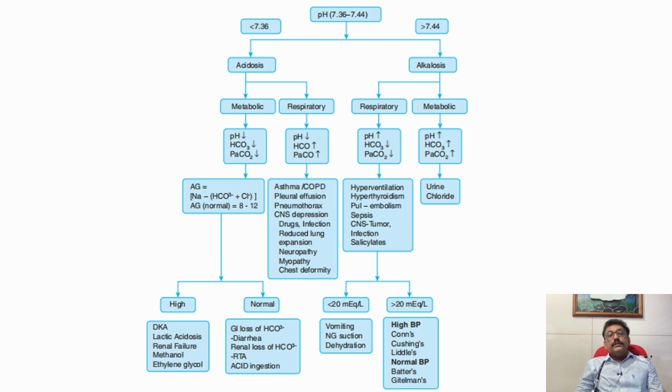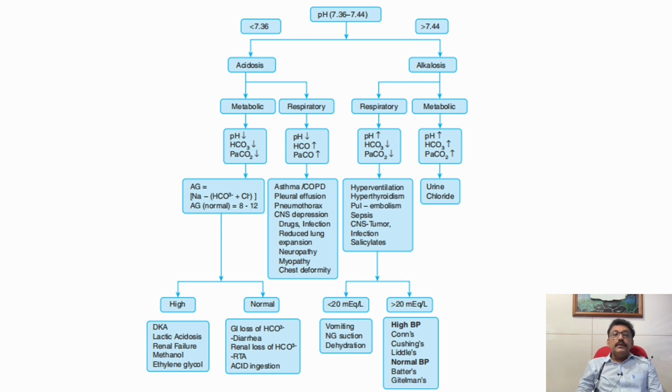Same like that, on the opposite side, if the pH is more than 7.44, it is alkalosis. Again, there are two important causes for alkalosis: respiratory alkalosis and metabolic alkalosis. Respiratory alkalosis is commonly seen in hyperventilation syndrome. In both conditions pH is elevated, and in respiratory alkalosis the primary problem is that carbon dioxide is washed out. To compensate for that, chronically you can get bicarbonate also reduced. But most of the time respiratory alkalosis is a short-term problem. Compensation we very rarely see in this type of problem.